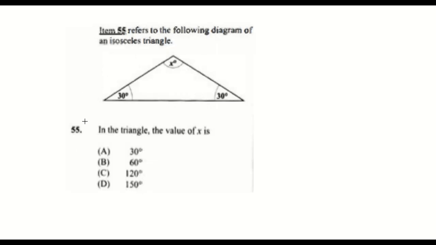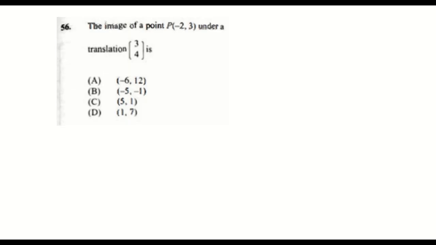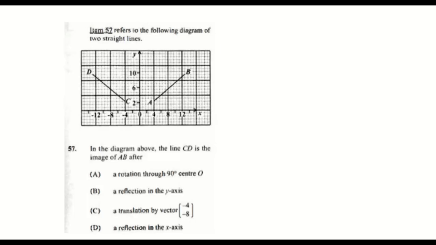This one, x is 120. This is a repeated question. Okay, number 56, the image of point P (-2, 3) undergoes a translation (3, 4). So they want to know the image. You know your object plus the translation is equal to your image. So that is (-2, 3) plus (3, 4) is equal to my image. Negative 2 plus 3 is 1. 3 plus 4 is 7. So the answer is D for 56.